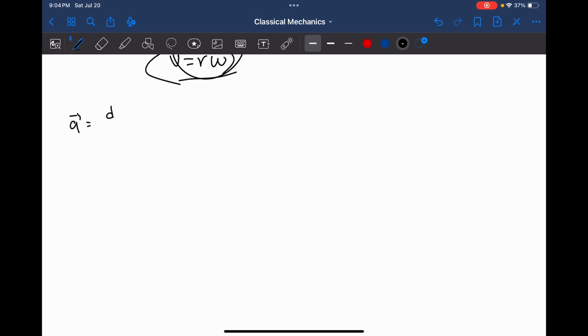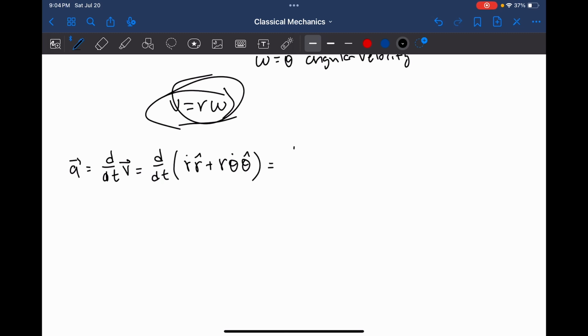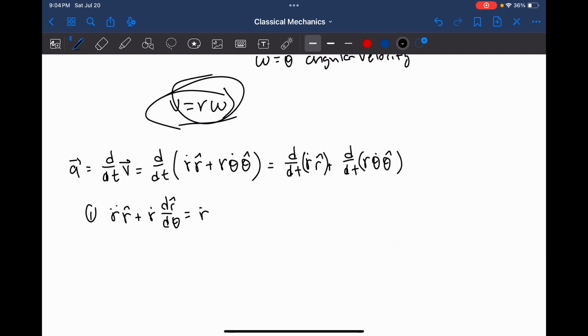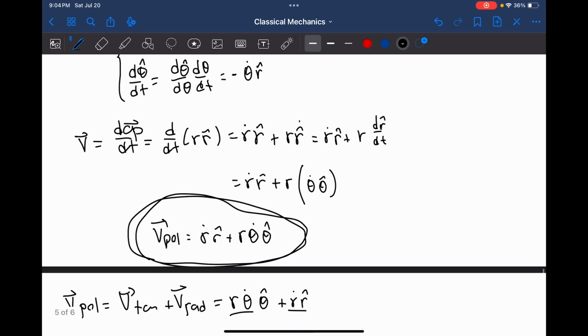All right. So now let's move into acceleration. Here, we need to take the derivative with respect to time of the velocity, which is the derivative with respect to time of r dot in the r hat plus r theta dot in the theta hat. We can break this into two terms. For the first term, by product rule, we get r double dot in the r hat plus r dot times dr hat dt, and we know that dr hat dt, coming back up here, is theta dot in the theta hat.